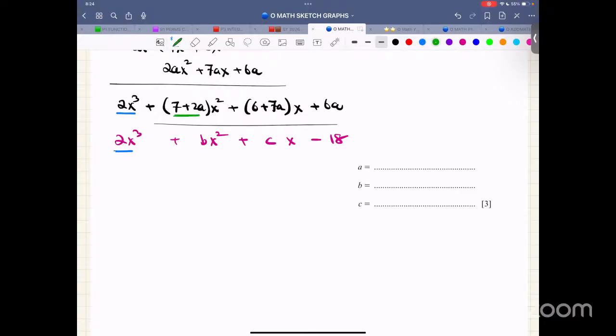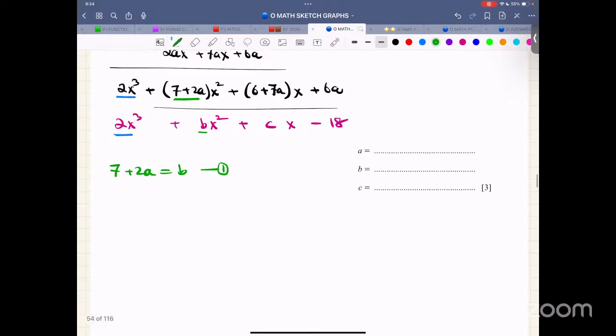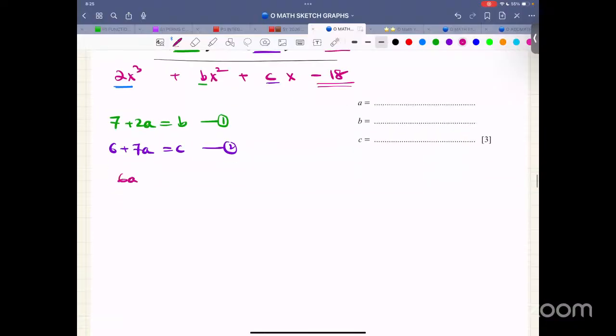This one, 7 plus 2a is equal to b. Leave this equation on the sidelines. Third, 6 plus 7a is c. So 6 plus 7a is equal to c. That is the second. And the last one, 6a is negative 18. That is equation 3. Therefore, a is negative 3.